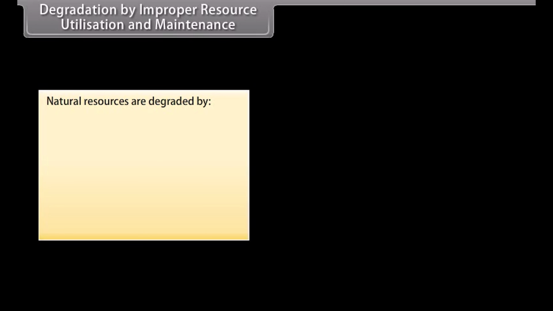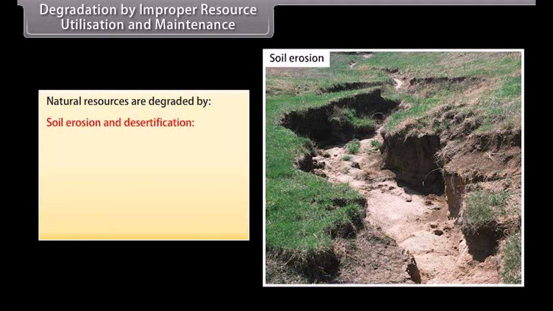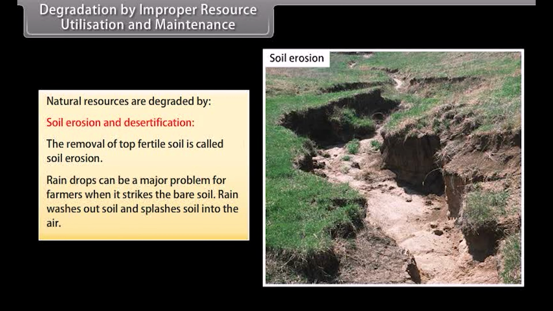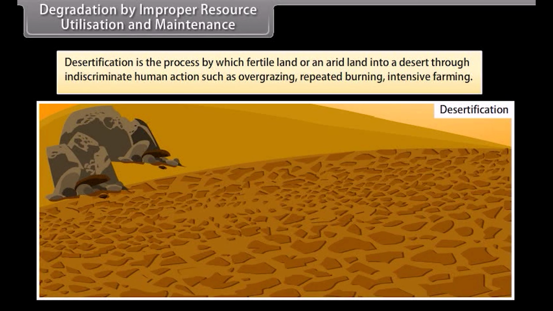Degradation by improper resource utilization and maintenance. Natural resources are degraded by soil erosion and desertification. The removal of top fertile soil is called soil erosion. Raindrops can be a major problem for farmers when they strike the bare soil. Rain washes out soil and splashes soil into the air. Desertification is the process by which fertile land or arid land turns into a desert through indiscriminate human action such as overgrazing, repeated burning, and intensive farming.